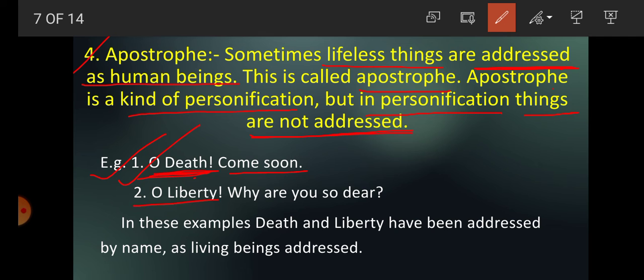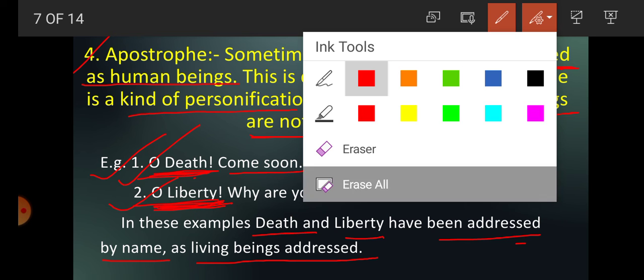Number 2, students: Oh liberty, why are you so dear? Can liberty be dear? No. But here the poet personified and used the apostrophe also. Here addressing what? Oh liberty. So here death and liberty have been addressed by name as living beings are addressed, and that's why this is the use of apostrophe.